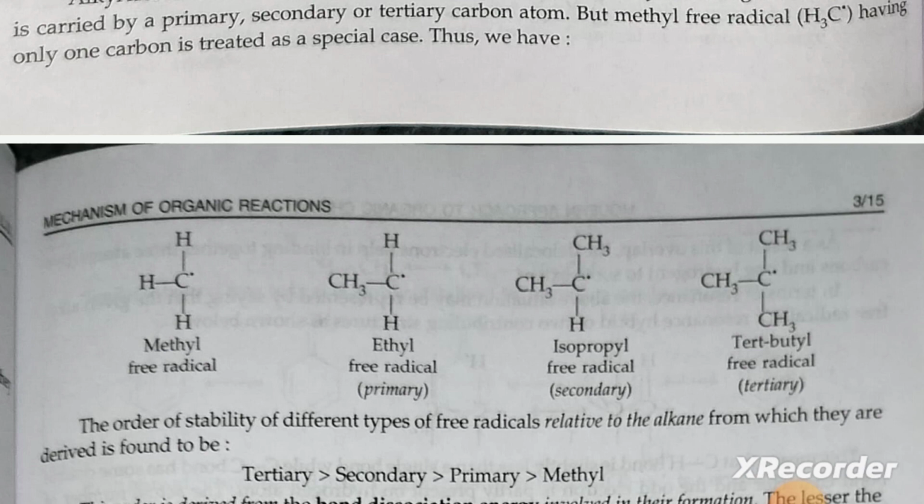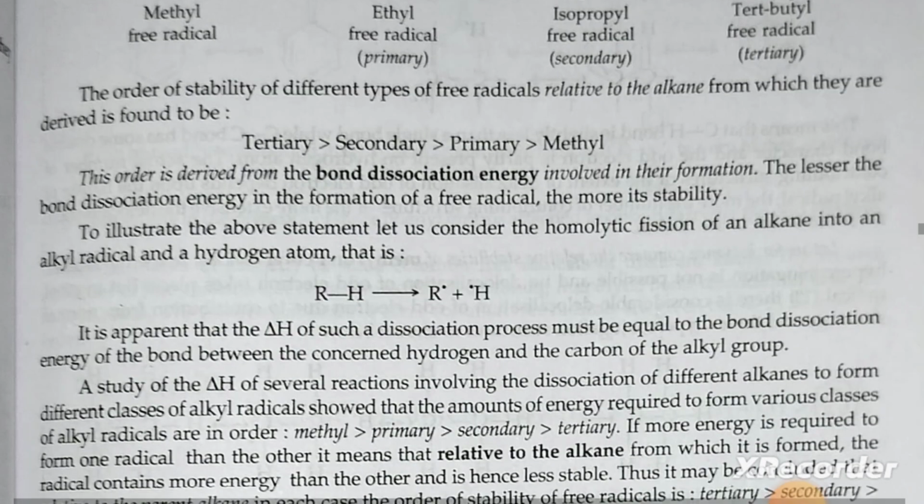The order of stability of different types of free radicals relative to the alkane from which they are derived is found to be tertiary greater than secondary, greater than primary, greater than methyl. This order is derived from the bond dissociation energy involved in the formation. The lesser the bond dissociation energy in the formation of a free radical, the more its stability. To illustrate the above statement, let us consider the homolytic fission of an alkane into an alkyl radical and a hydrogen atom, that is, RH gives rise to R radical plus H radical.